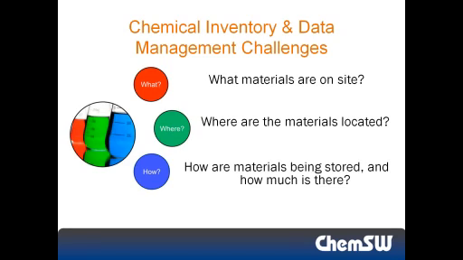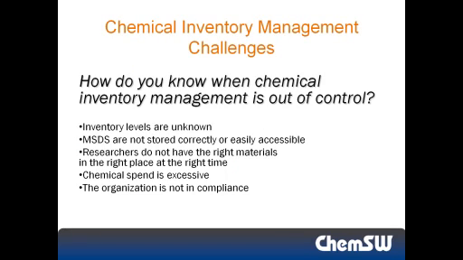So how do you really know when chemical inventory management is out of control? Well, inventory levels are unknown, MSDSs are not stored correctly and easily accessible, researchers don't have the right materials in the right place at the right time, chemical spend is excessive, and the organization is not in compliance.